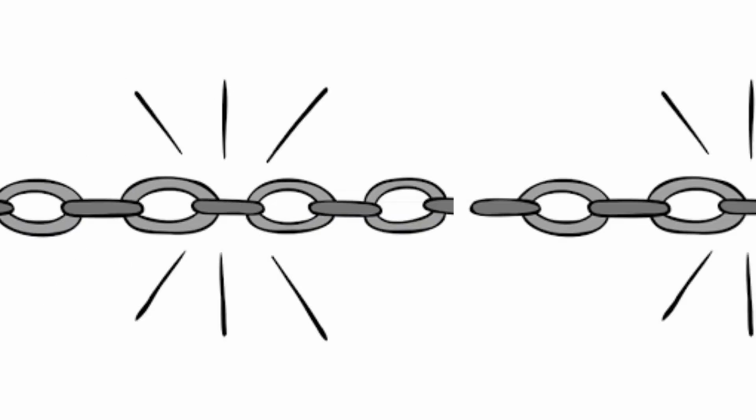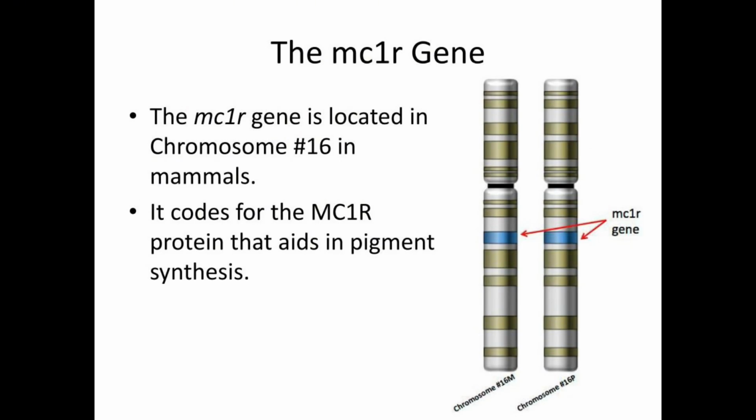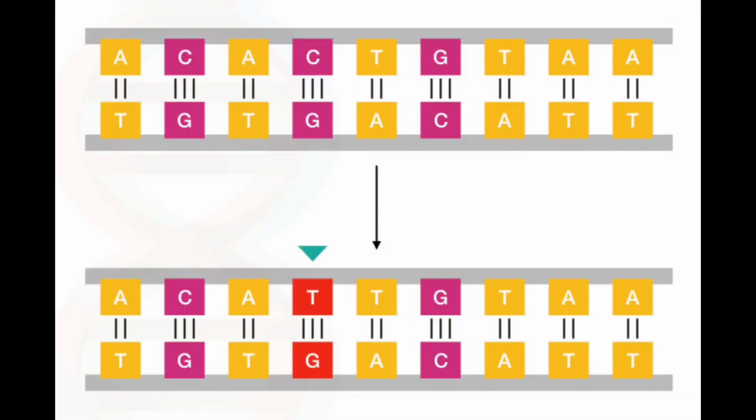Now let's connect everything back to melanism. We know that proteins play a crucial role in determining an organism's trait, and we've seen how the MC1R gene regulates pigment production. But what happens when this gene mutates? Normally, the MC1R gene acts like a switch, turning on and off to regulate the production of eumelanin, the pigment responsible for dark coloration. However, in some animals, a specific type of mutation called a point mutation alters just a single nucleotide in the DNA sequence. This tiny change can have big effects.